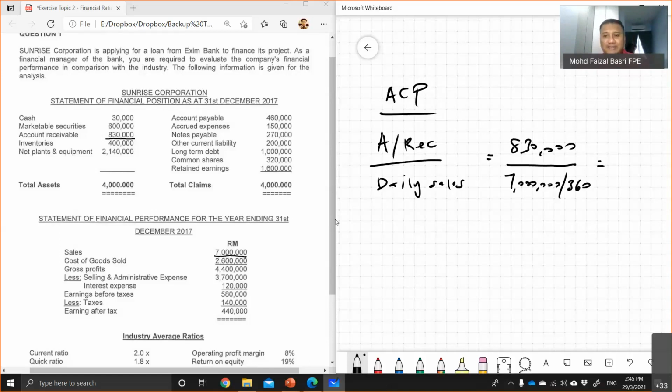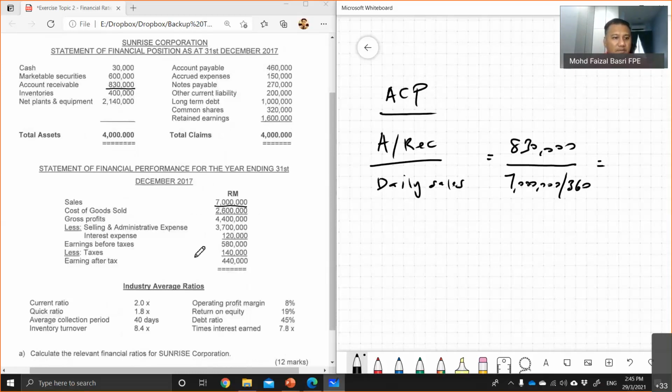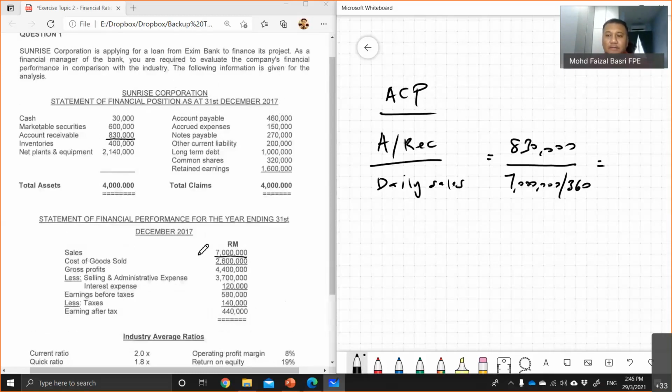It is a matter of putting a bracket in your calculator to find it. So for example, 830,000 divided by 7 million divided by 360. You will get around 42.7 or 43 days. Okay, 43 days. Right?